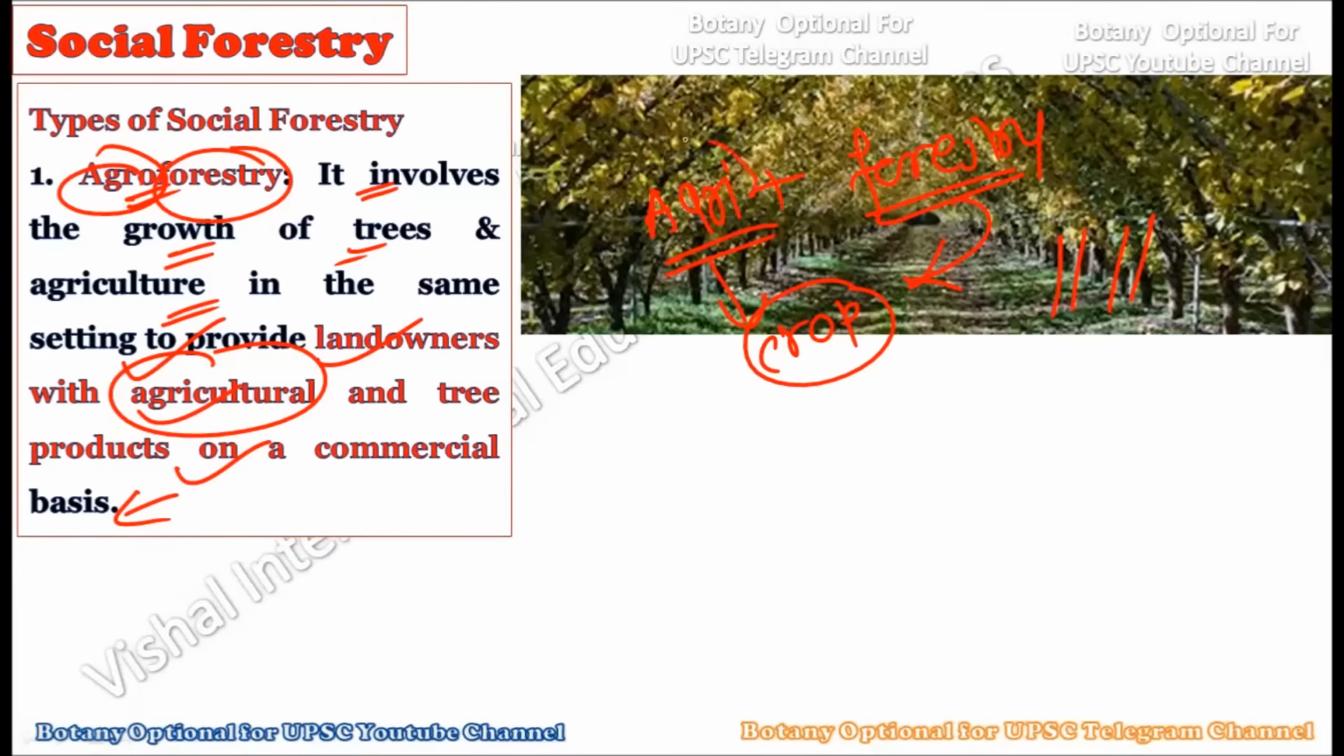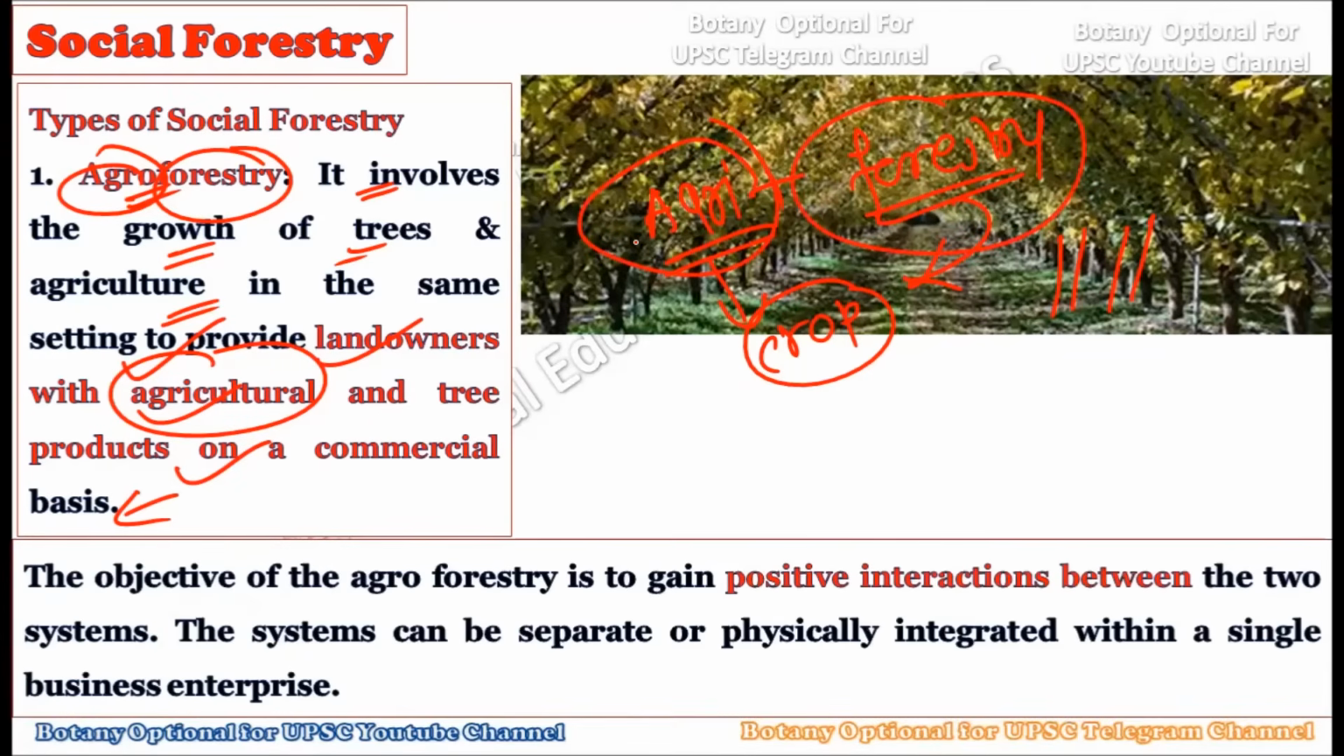So basically here you should understand that agriculture and forestry can be together in one field, and this particular type of forestry is called agroforestry. The very objective of agroforestry is to gain a positive interaction between the two systems, the agro system and the forestry system. These two kinds of systems must interact together and give some positive output. This is the basic aim of agroforestry.